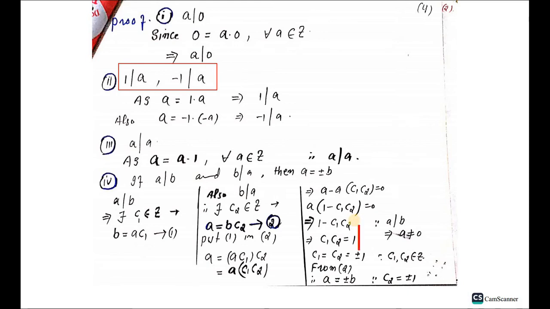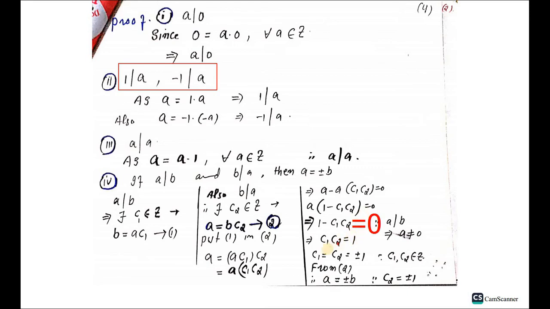Here we have 0 or this integer will be 0. Since this a is non-zero, which is shown here, hence this second one will be 0. 1 minus c1 c2 will be 0. Simplifying we get c1 c2 equal to 1. Now here we have two integers c1 c2 whose product is equal to 1. So it is possible either c1 c2 both will be plus 1 or c1 c2 both will be negative 1.